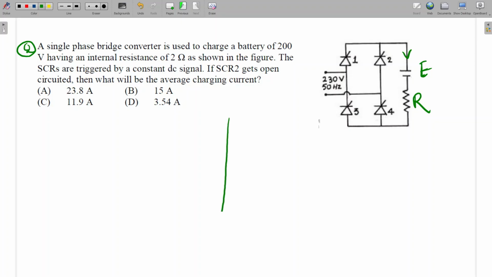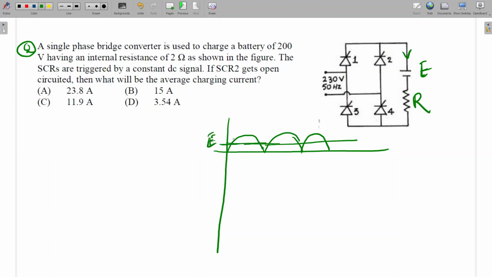Then we will draw the waveform first. Say this is the output voltage. Normally the output voltage will be like this, but EMF is there. This is the EMF. So a thyristor can be fired only when it is in the forward bias direction. So when V is greater than E, this is the source voltage, and on the output side it will be like this. When V is greater than E, only then can we say the thyristor is in forward bias. So it can be fired from here to here only.